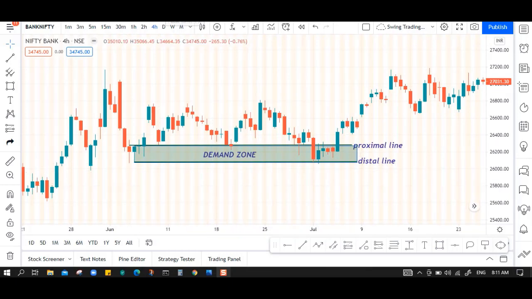Agree? To draw this zone, we should look at the basing candle, and in this case we have a bullish pin bar as a basing candle. So we draw the proximal line at the upper shadow and the distal line at the lower shadow to get a correct demand zone. As you can see, when the market comes back to test it, it was rejected and buyers drove the market towards the upside. So this is an example of a bullish pin bar forming the demand zone. Let us see the bearish pin bar which is forming the supply zone.